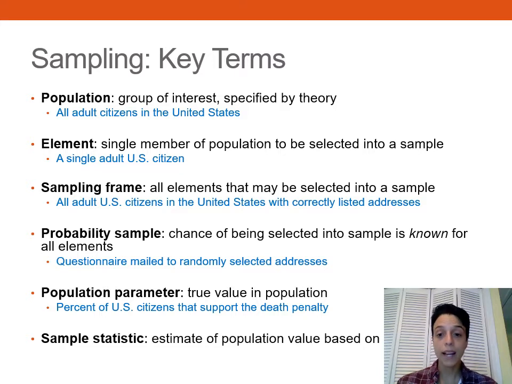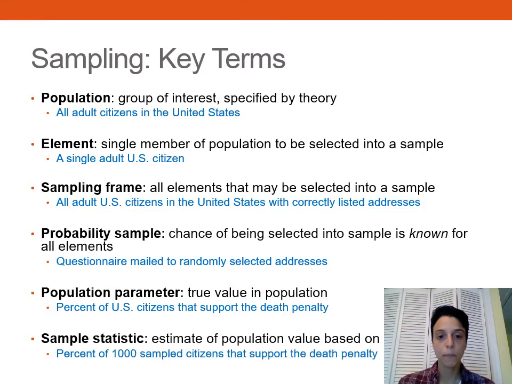But because we can't actually ask every single person in the population what they think of the death penalty, we're going to be finding a sample statistic instead. And the sample statistic is going to be an estimate of that population value that's based on our sample. So as an example here, if we were to do this mail survey, get 1,000 responses, the percent of those 1,000 responses who say they support the death penalty would be a sample statistic. We'd be using that sample statistic to try to estimate the population parameter, which would be the true value of death penalty support in the population.